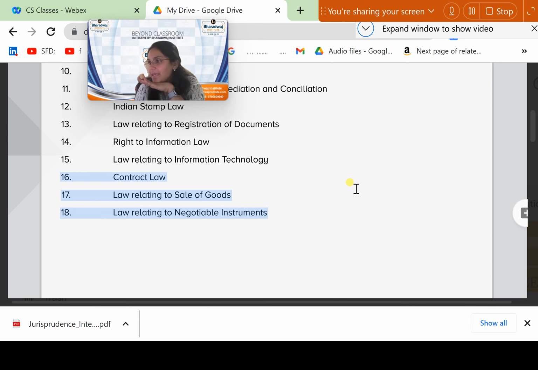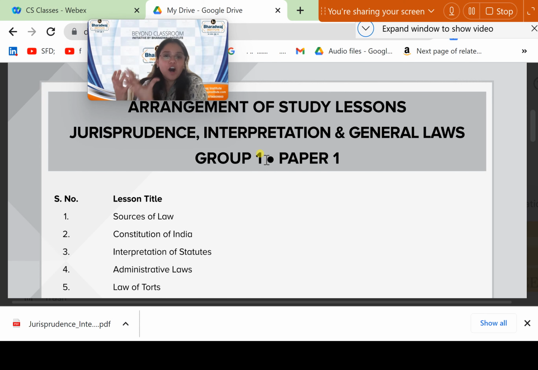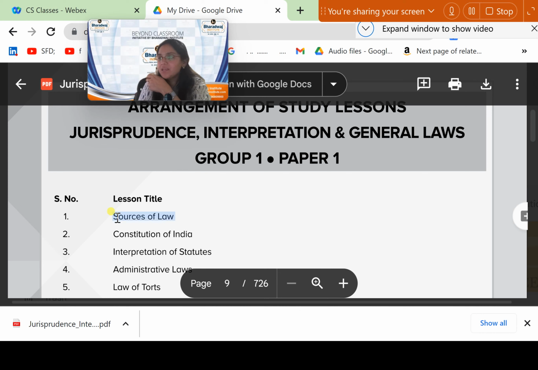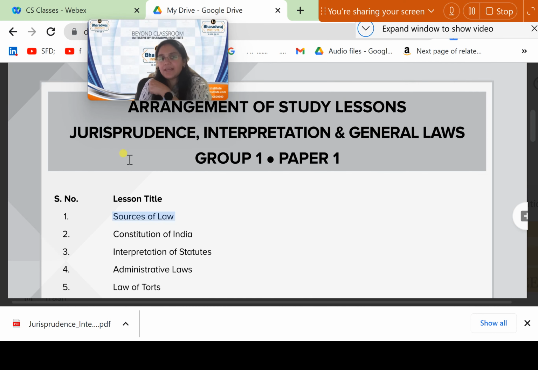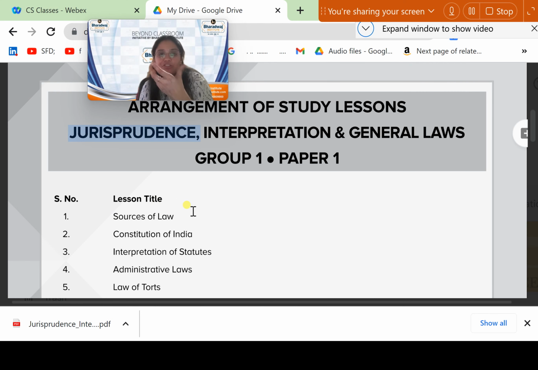Did you understand, everybody? Then why is the name of the paper Jurisprudence, Interpretation and General Laws? Jurisprudence means: what are the sources of law? Where did the topic called law come from? Who brought this concept to the world? Who are the various forefathers of drawing laws? That is your sources of law topic. For this one lesson, the word jurisprudence has been brought in. Juris means a group of people, prudence means wise thought. So the lessons or the wise thought of various people is called jurisprudence.